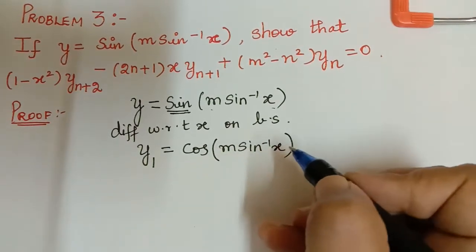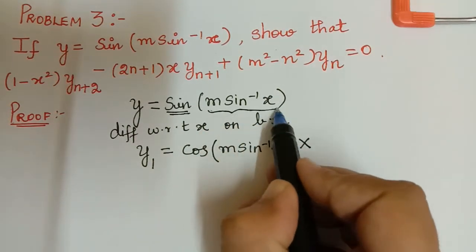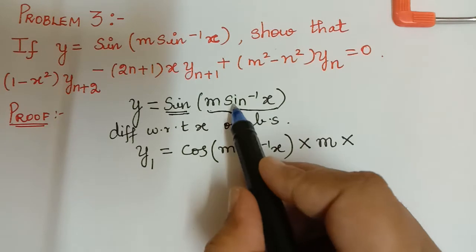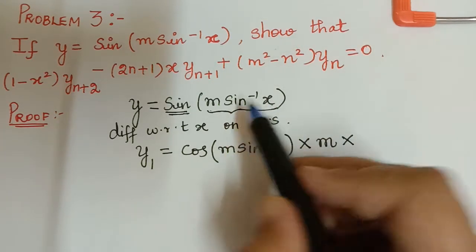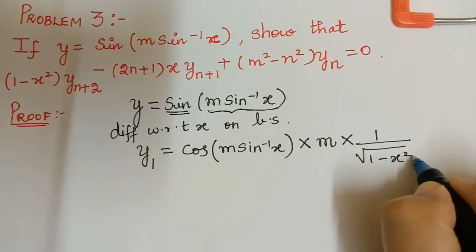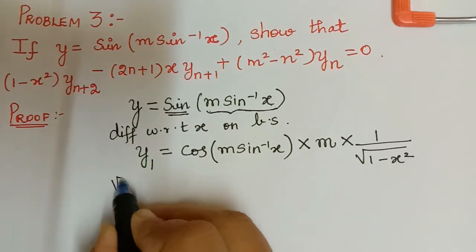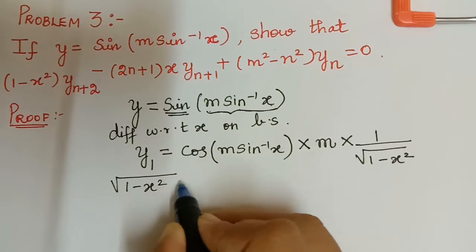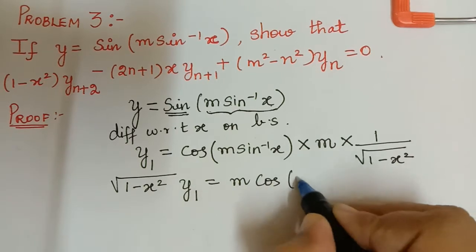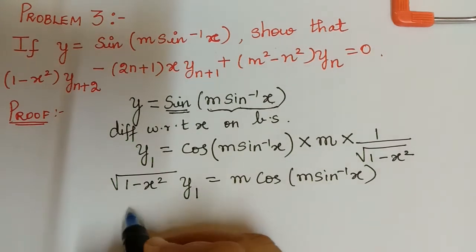And then we have to do the chain rule method, where we have to differentiate whatever is given inside the bracket. Now this m is a constant, so we will multiply it with the differentiation of sine inverse of x. The differentiation for sine inverse of x is 1 by square root of 1 minus x squared. Now this term we will take to the left hand side by cross multiplying, and so we will be getting square root of 1 minus x squared y1 equal to m cos of m sine inverse of x. Now in order to get rid of the square root, we will square on both the sides.